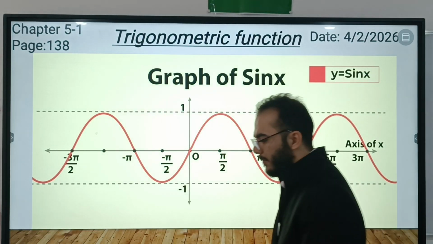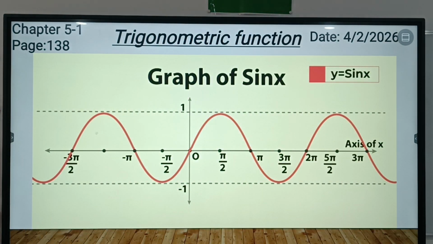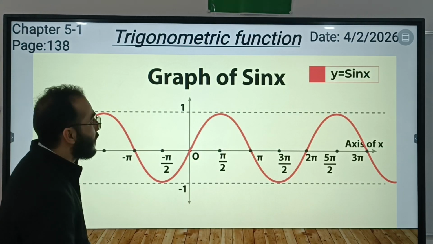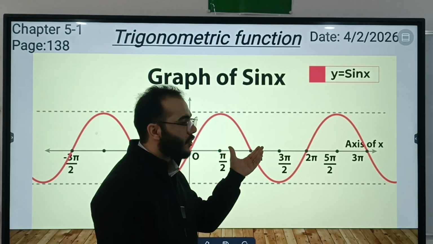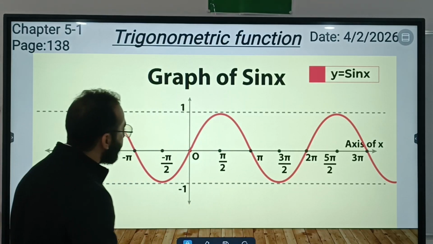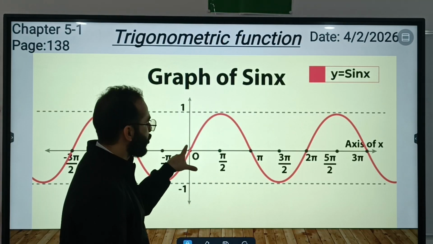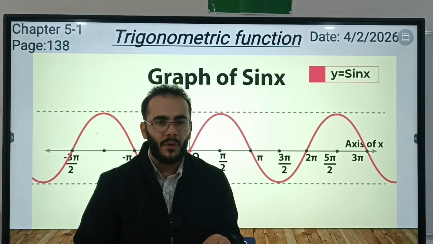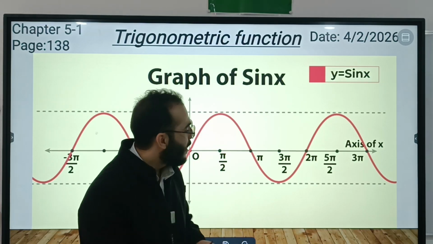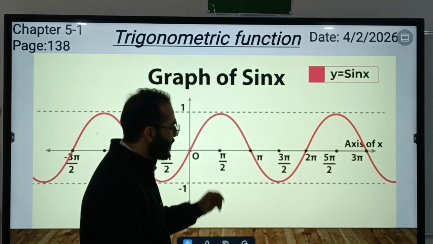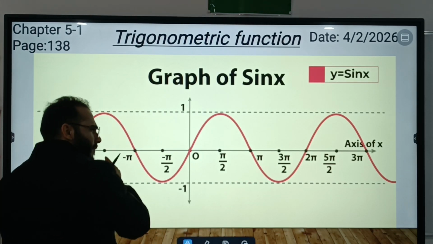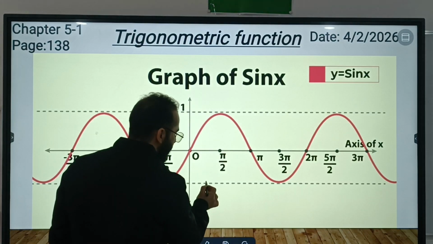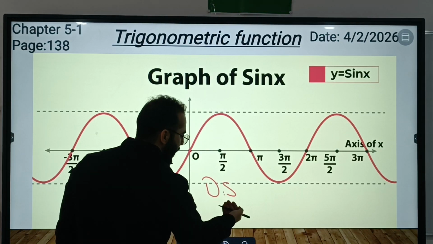Okay, the second idea is about domain and range of the trigonometric functions. The first one is sine x. Regarding the graph of sine x, the graph is in this way. As you can see, the graph goes through 0, 0. Why? Because sine 0 equals 0. That's why the graph should go through the origin. The graph is just waving like this. From the right, it goes to positive infinity, and from the left, it goes to negative infinity.